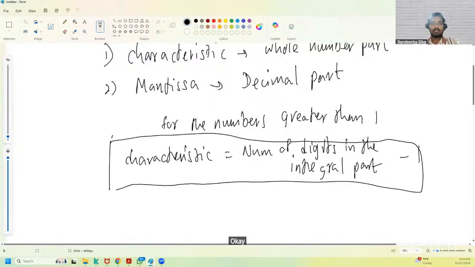Okay. That's how we can do it. Then the mantissa. So write down for that. The mantissa is called the decimal part of this number. Decimal part to the right. So you can write it as like this: the decimal part to the right. That's what it's called.